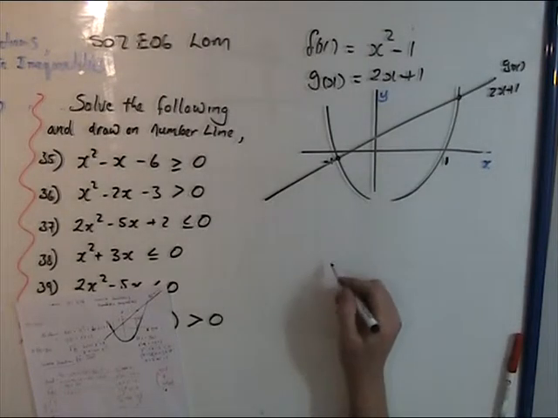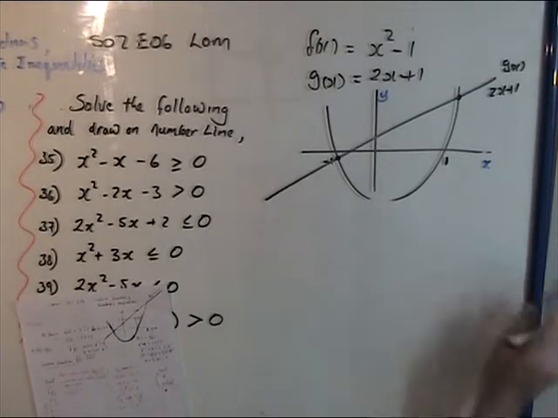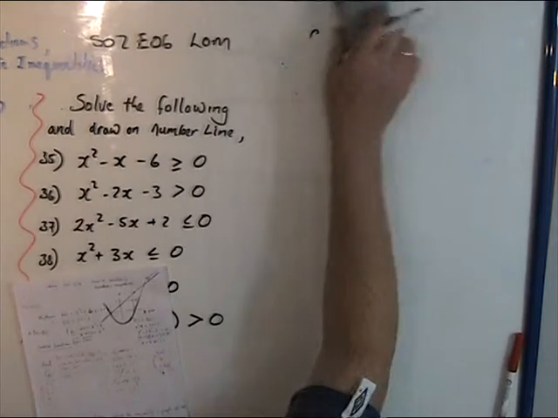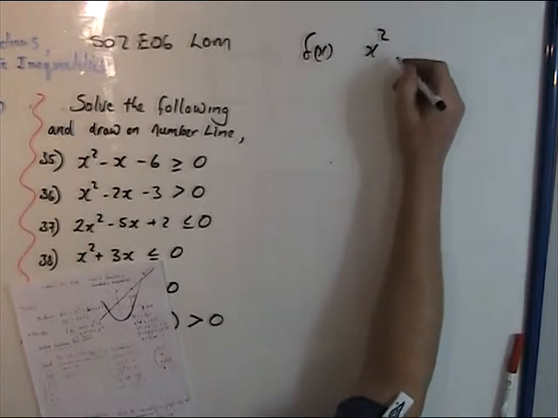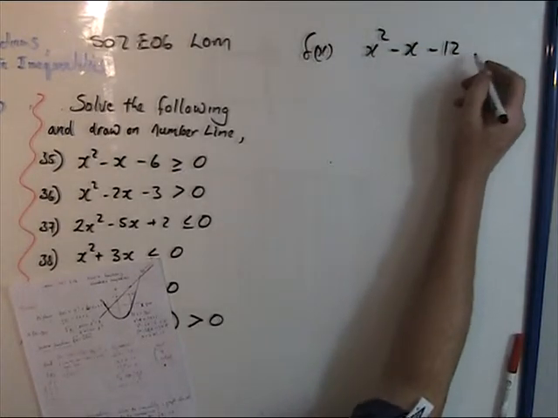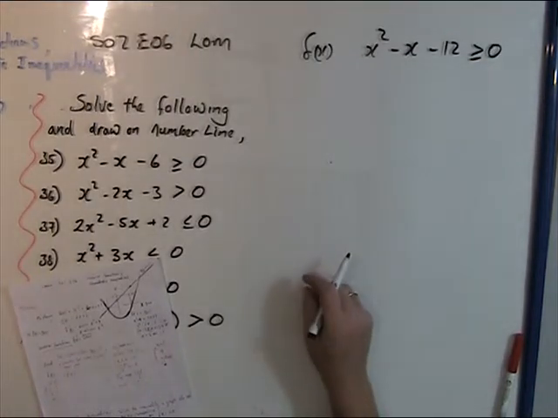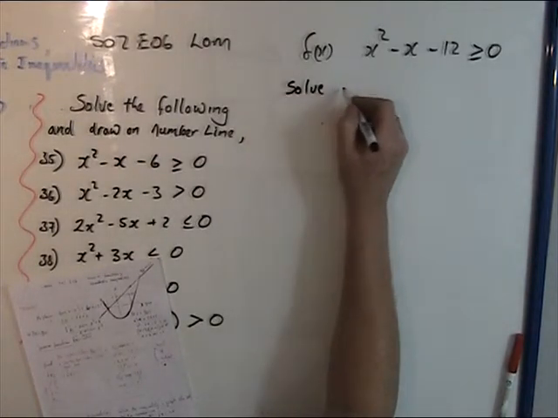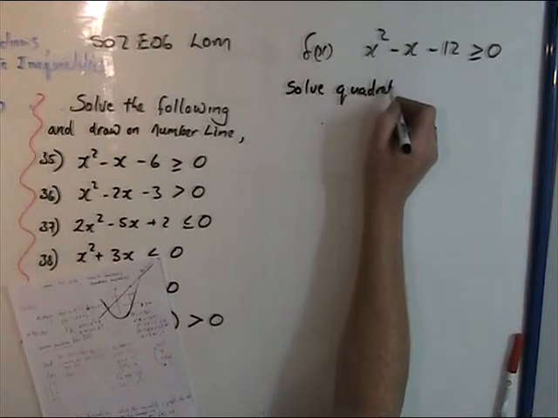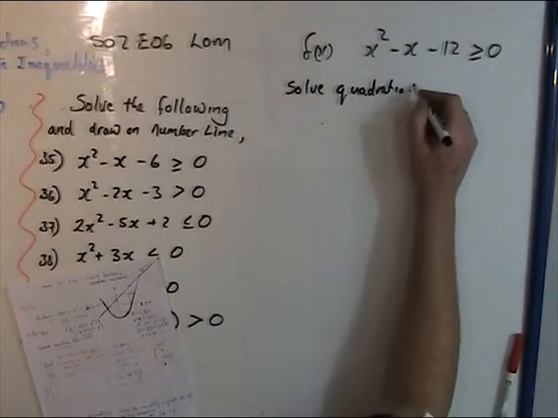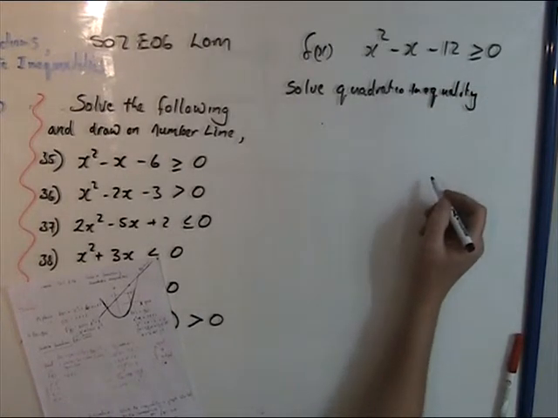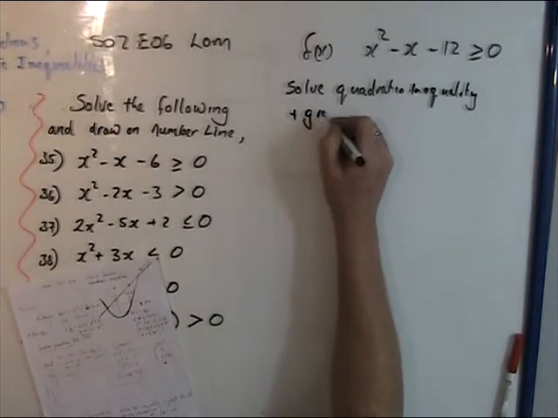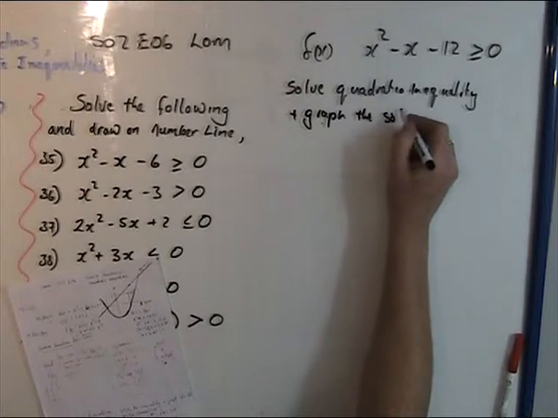Now the next is quadratic inequalities. So these are all quadratics. So let's have another look at another quadratic. And f of x goes to x squared minus x minus 12. And it's greater than or equal to 0. Now, it says solve the quadratic. Or quadratic inequality, which is what it is, because it's got a greater than or equal to sign. And graph the solution set.